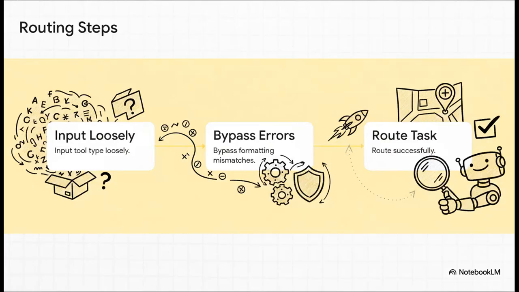Thinking about this as a step-by-step setup workflow going forward, your process is now completely streamlined. Step 1, you can input your tool type a bit more loosely in that subagent.type field. Step 2, you just let the Claude Code system automatically bypass any of those minor case or separator formatting mismatches. And Step 3, you simply sit back and watch your agent route successfully to the right tool. It's a smarter agent pipeline that actually works with you, rather than penalizing you for a stray capital letter.